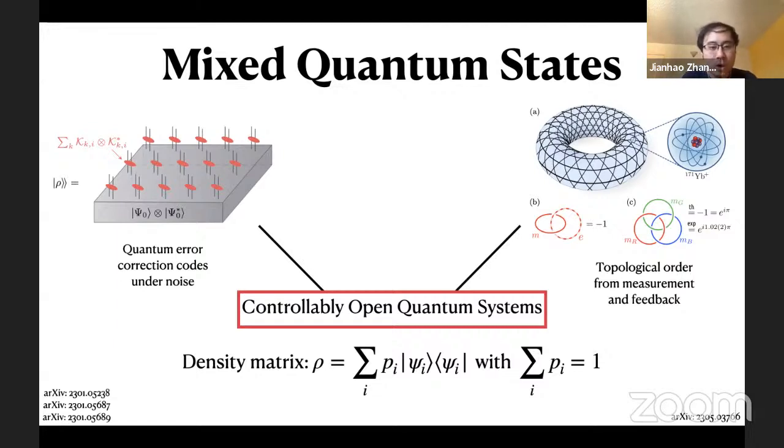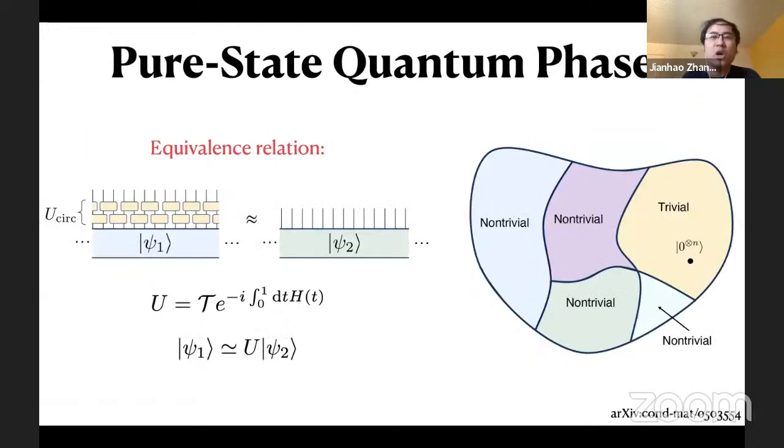Mixed states in open quantum systems are usually described by the density matrix rather than the pure state. Before we talk about mixed states, we need the corresponding equivalence relation. When talking about physical matters, one of the most important things to define is the equivalence relation. So before we talk about the equivalence for mixed states, let's review the equivalence relation for pure states. The equivalence relation of different pure states can be defined based on the quasi-local unitary evolution, aka the time evolution operator of the Hamiltonian dynamics.